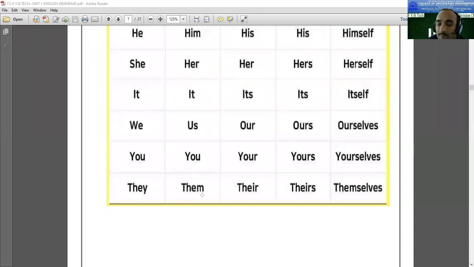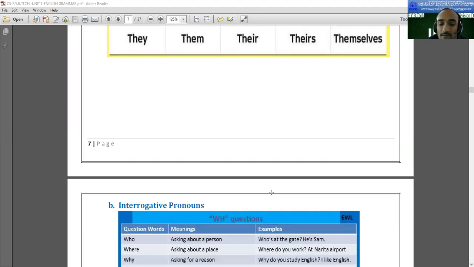They will become them in objective case. In possessive adjective it is used as their, त्यांचं. Okay. In possessive case it becomes theirs, म्हणजे त्यांचं स्वतःचं. Okay. And themselves it becomes themselves in the reflexive case. So this is the chart.